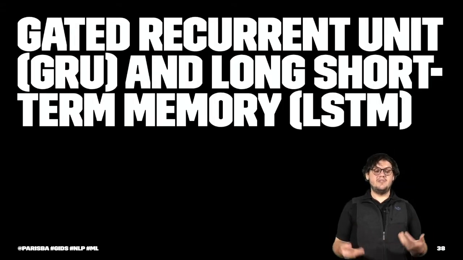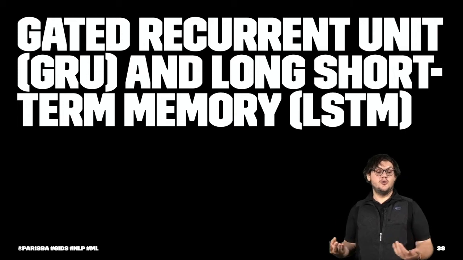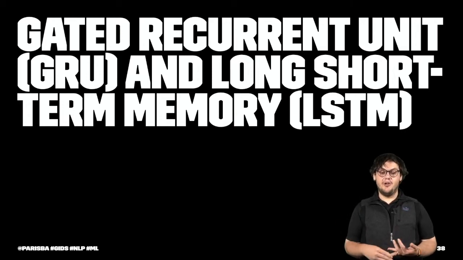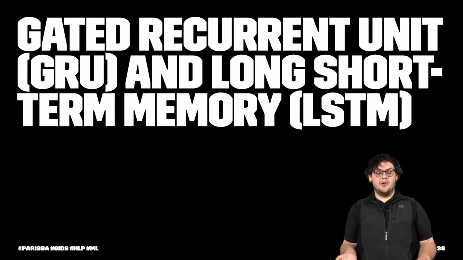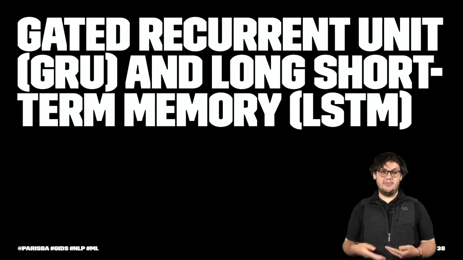GRUs and LSTMs, gated recurrent units and long short-term memory units in ML models, allow models to only keep relevant information from which to make predictions rather than use everything, and were a key point in making NLP possible using modern machine learning.